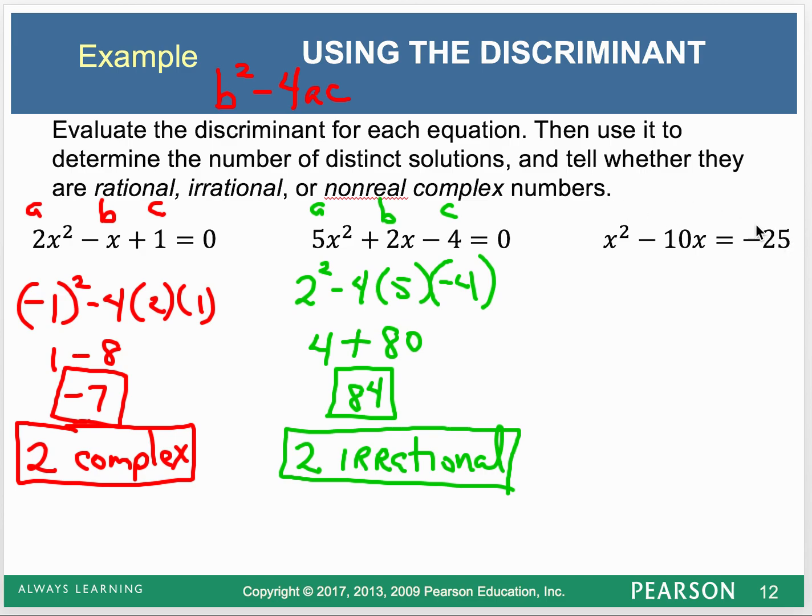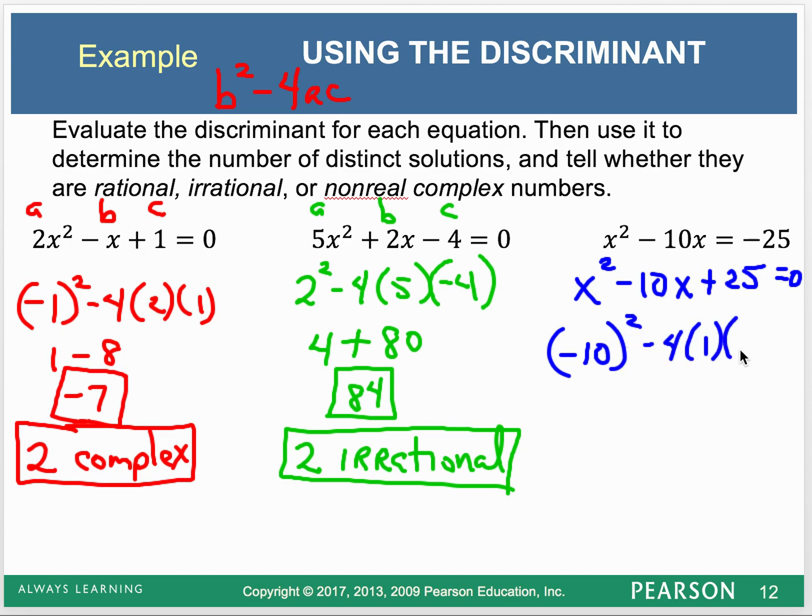Now in this one, I cannot use the discriminant unless it's set equal to 0. So don't make that mistake. Negative 25 is not C. Positive 25 is C. So be careful about that. All right. So B squared minus 4 times A times C. Okay, so that's 100 minus 4 times 25 is 100.